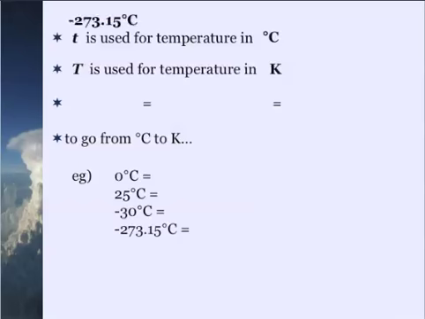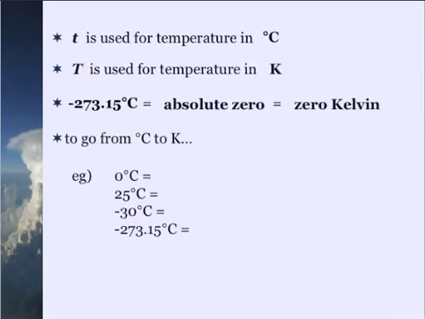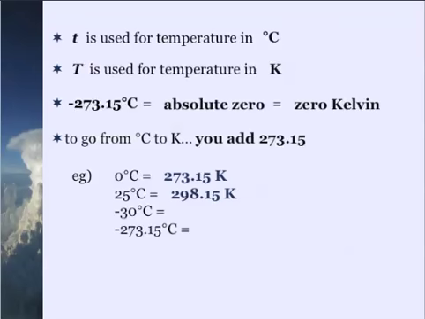Okay? Now, negative 273.15 degrees Celsius is called absolute zero, or 0 Kelvin. Okay? To go from degrees Celsius to Kelvin, you simply add 273.15. So, for example, here we have 0 degrees is equal to 273.15 Kelvin. 25 degrees is equal to 298.15 Kelvin. Negative 30 degrees, okay, is 243.15.